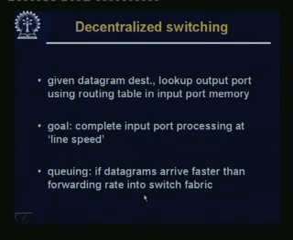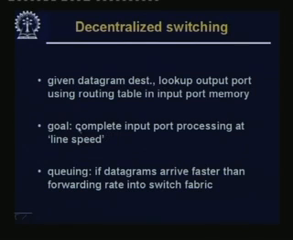In decentralized switching, given datagram destination, look up output port using routing table in input port memory. Goal: complete input port processing at line speed. So, this is what I want to do. That means, at the line speed, we do not want to hold up this particular packet, to get the maximum throughput or the maximum speed. We do not want to hold up any packet in any buffer. Ideally, that is what we would like to do.